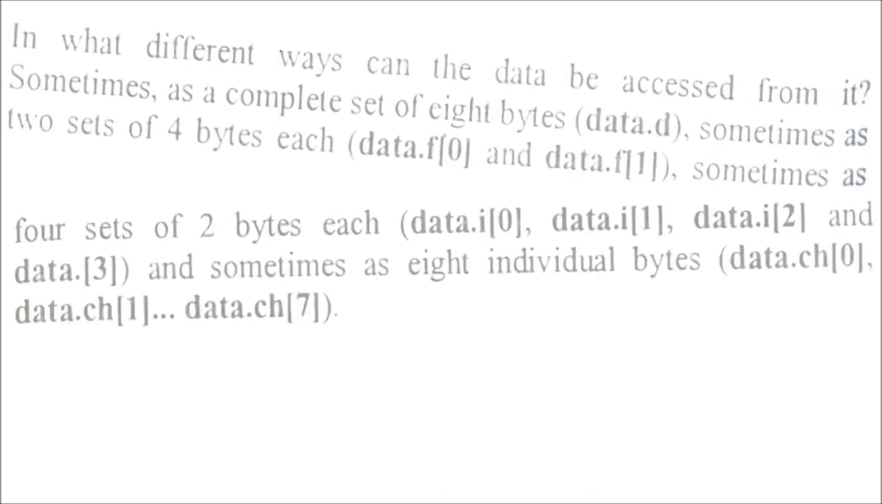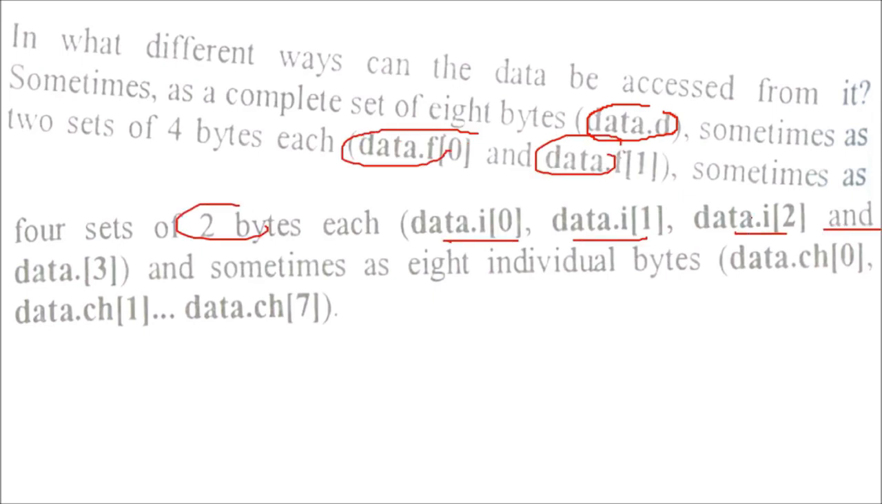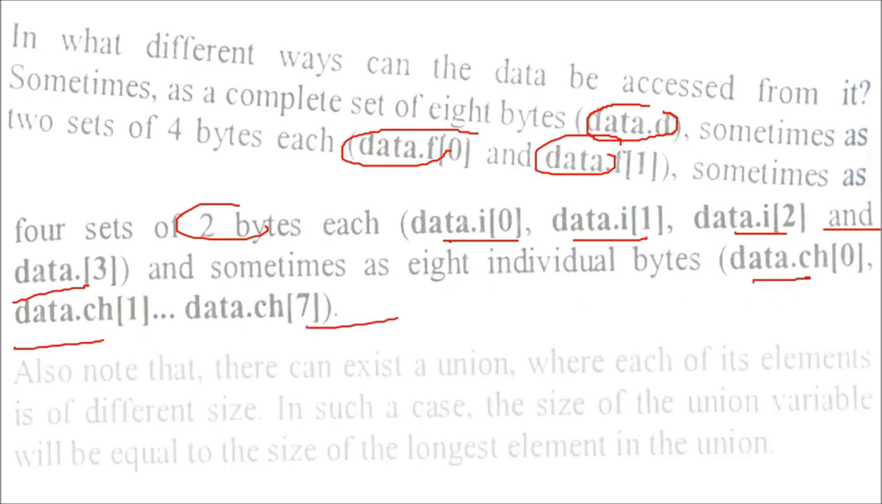Before we go ahead, let us reiterate that a union provides a way to look at the same data from different perspectives. There can exist a union as shown below. This is a union. We have double, float, int, char, and this is the union variable. So in what different ways can this be accessed? Several ways. As a complete set of 8 bytes, as 4 bytes, sometimes as 2 bytes, or we can take the individual bytes also.